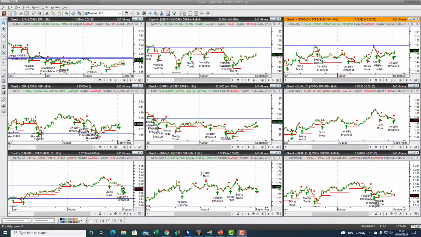So yeah, this is a review of the latest AI artificial intelligence generated trade ideas out of the euro and sterling currency pairs on a 4-hour time frame.